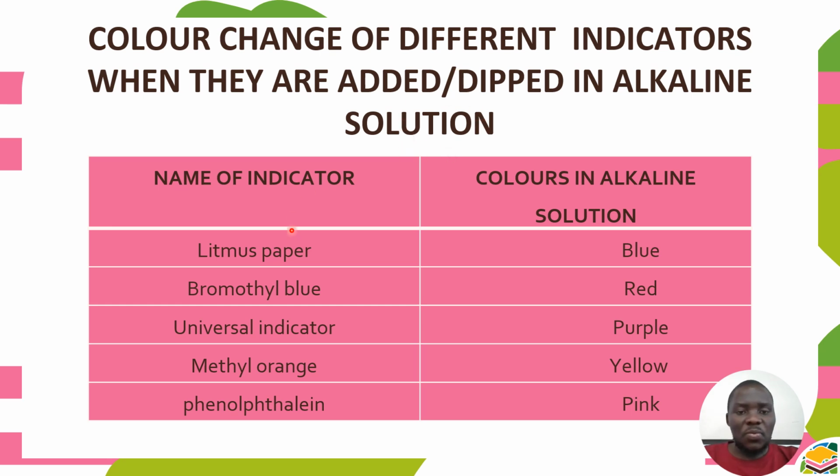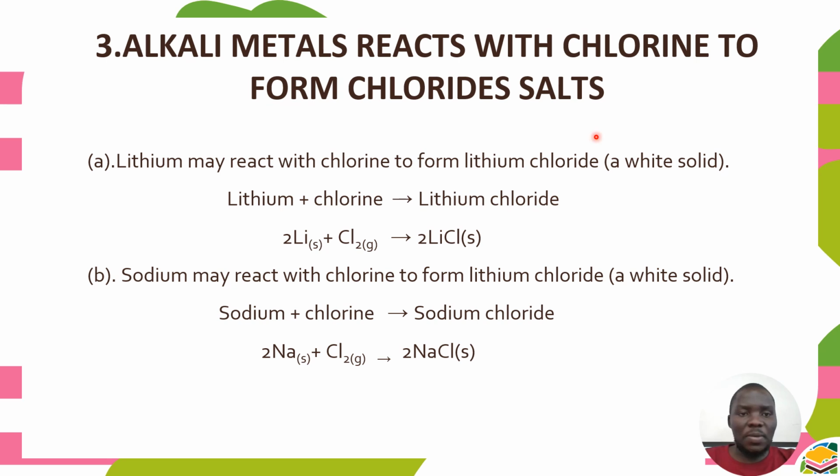the color change of different indicators when added or dipped in the alkaline solution formed when group 1 elements react with water. If you use litmus paper, the color will always change to blue. If you are using bromothymol blue, the color will be blue. If you are using universal indicator, the color will be purple. If you are using methyl orange, the color will be yellow. If you are using phenolphthalein indicator, the color will be pink in the basic solution that is formed.